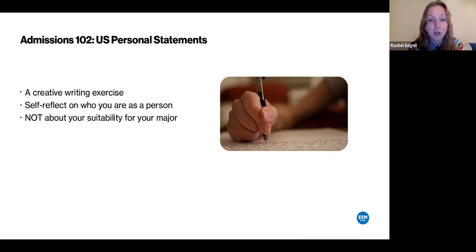Again, what is going through their mind? How does their brain work? And what does that say about them as a person? So it's a very different writing exercise. And I think it's a very important one to know, because if you were to use a UK personal statement for the US or vice versa, you're going to end up having a comparatively weak personal statement. And it just doesn't accomplish the goal of that specific educational system.